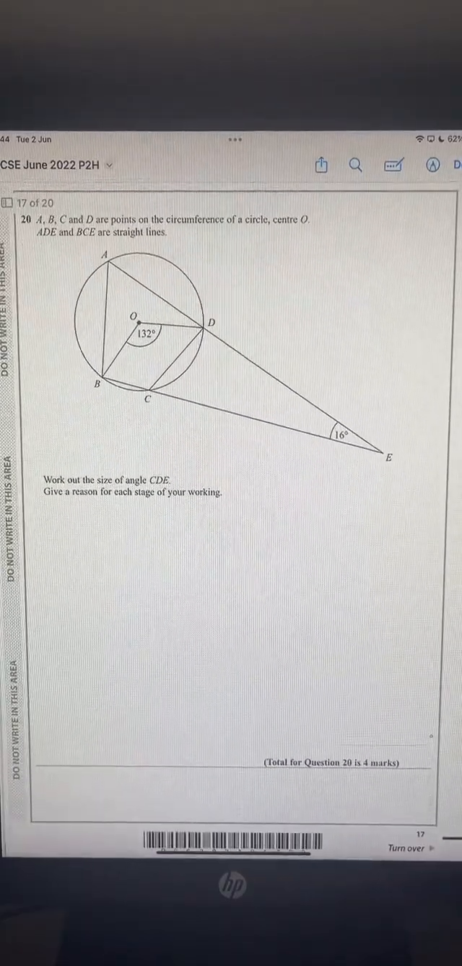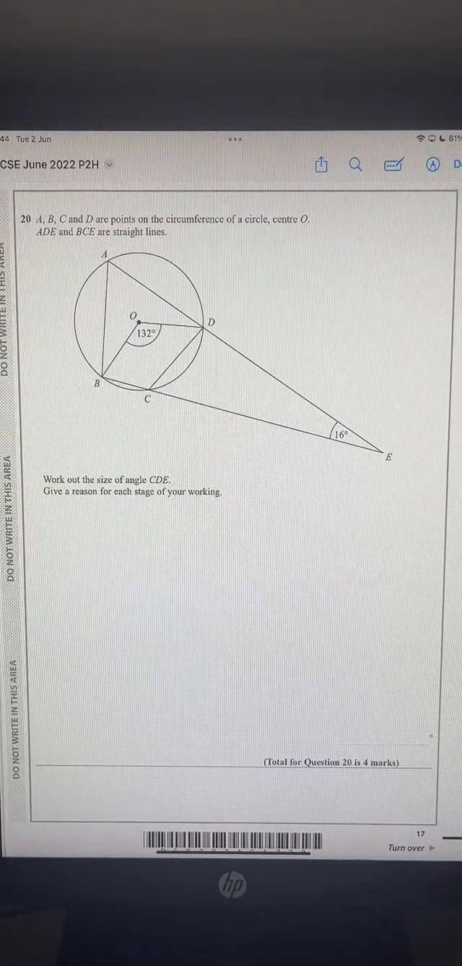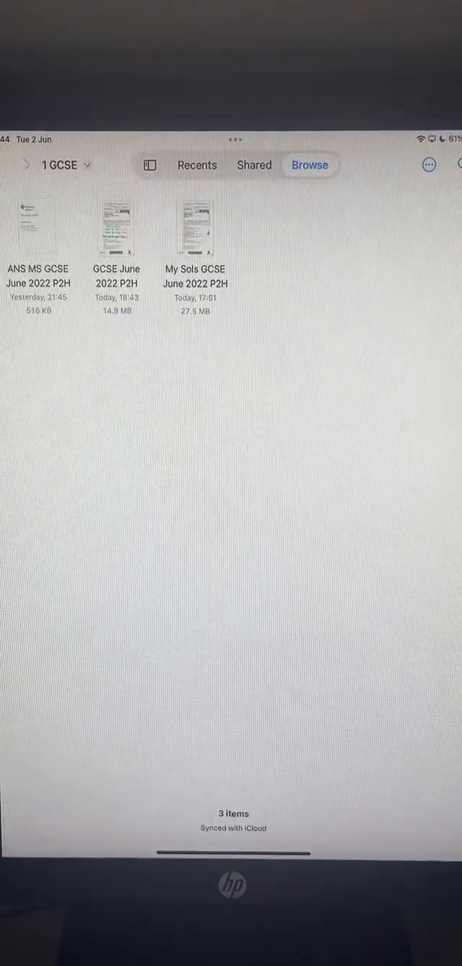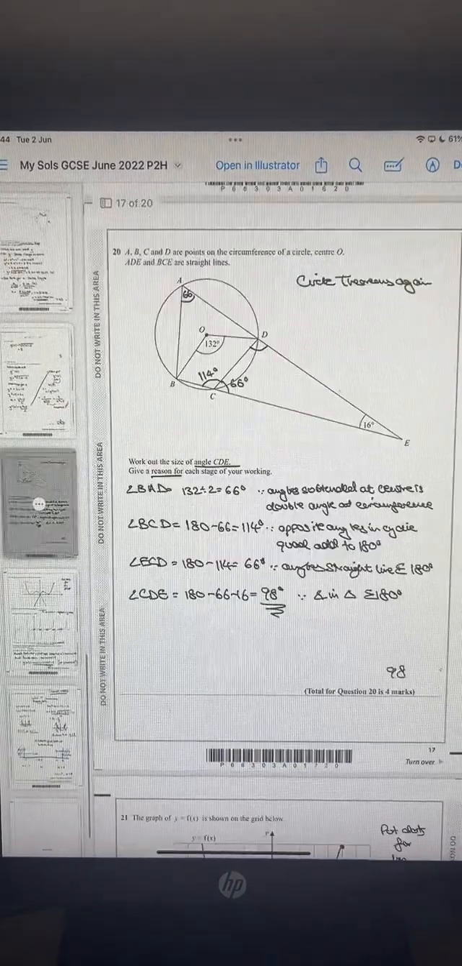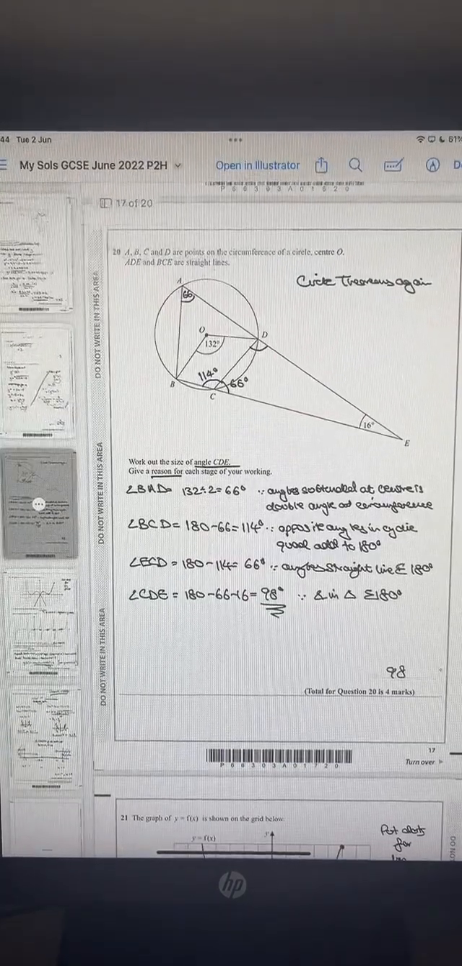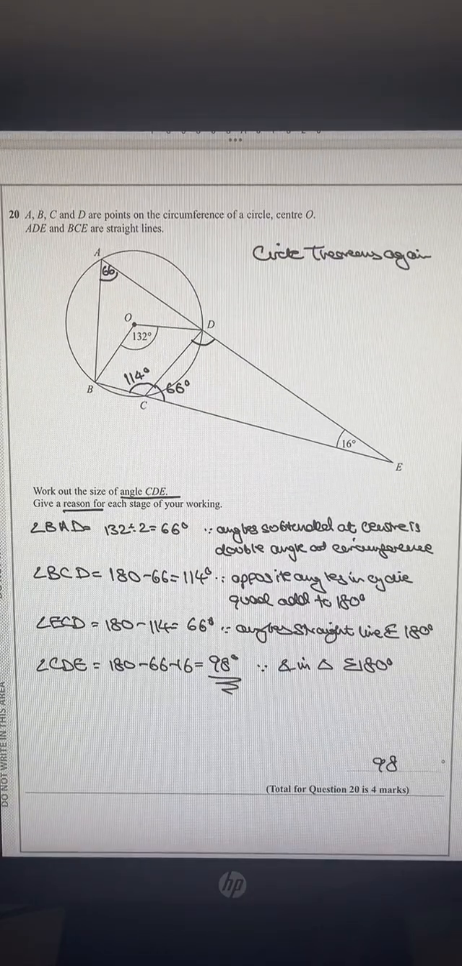Question 20 is a circle theorems question, which was the last question on your paper 1. So I don't think it is likely to come up again, so I'm just going to show you what I wrote for this in preparation while my pen charges, because I don't want my pen to die on my live later. But this is how you would go about working this, and I'm going to walk it through how I would do it. So circle theorems again.